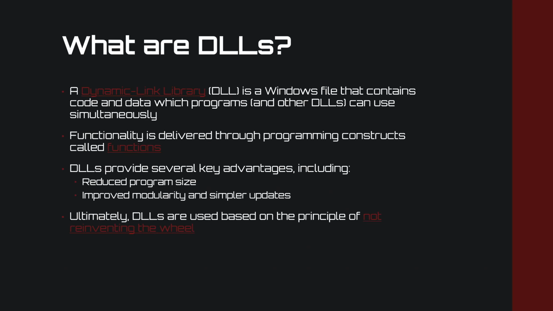Now, if you've never heard of what a dynamic link library, also known as a DLL or module, is, it is a type of file in Windows that contains program code and data which programs, including other modules, can load and use simultaneously. Essentially, it enables programs to dynamically perform specific tasks for which the module is designed. You can really just think of it as a shared repository of functionality that is made accessible to any program that requires it.